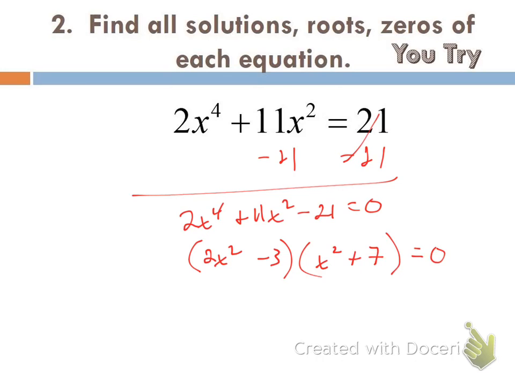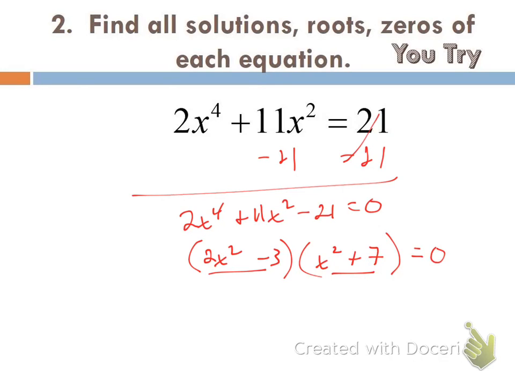Okay, so this is what you should have gotten. You have to subtract 21 from both sides. That gets you 2x to the 4th plus 11x squared minus 21 equals 0. Then you have to be able to factor that into 2x squared minus 3 and x squared plus 7. Now you've got your two factors there. You want to look inside the parentheses to see if you can factor some more, but you can't. Those are not the difference of two squares, so we can't keep going there.